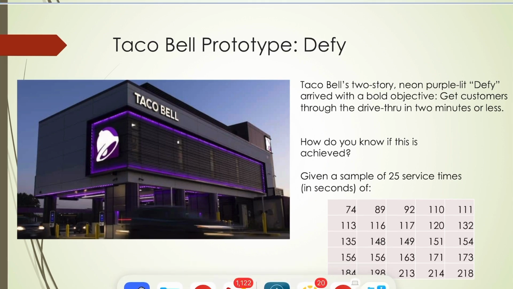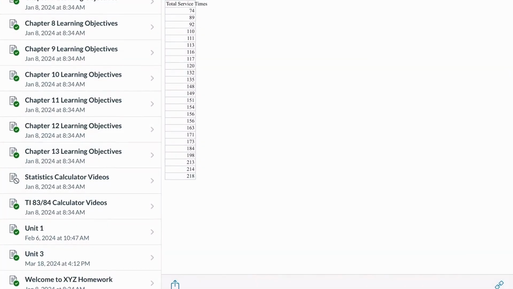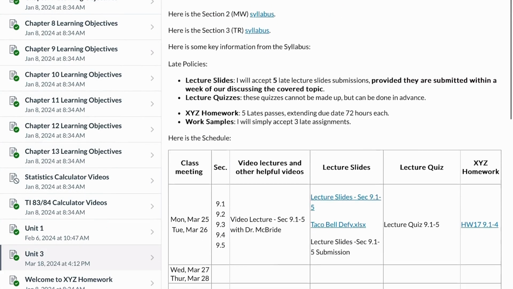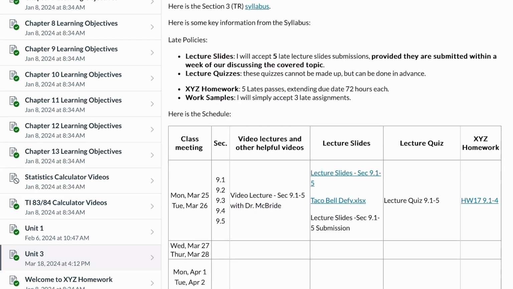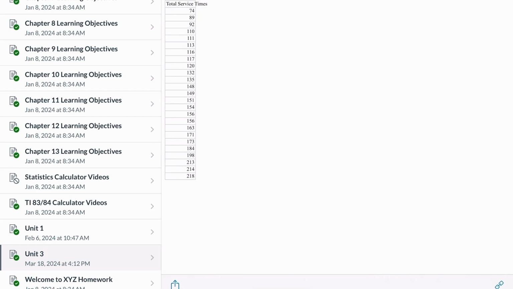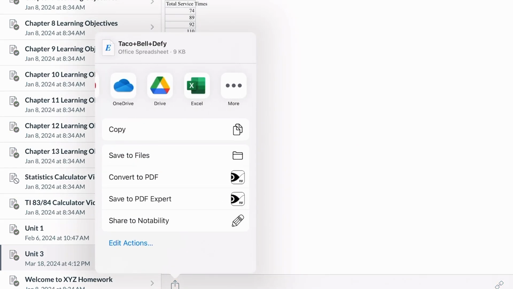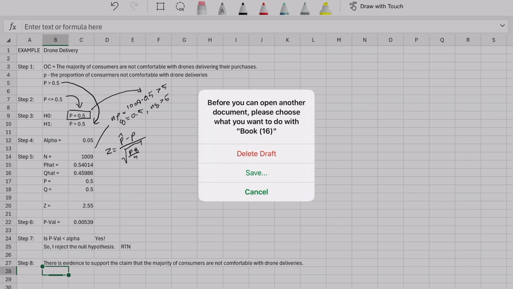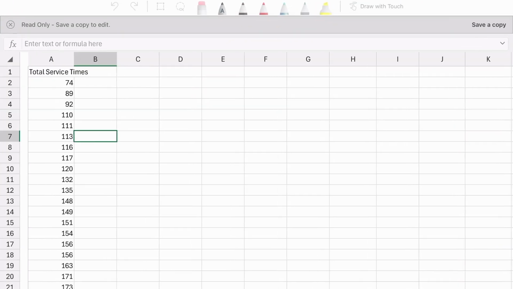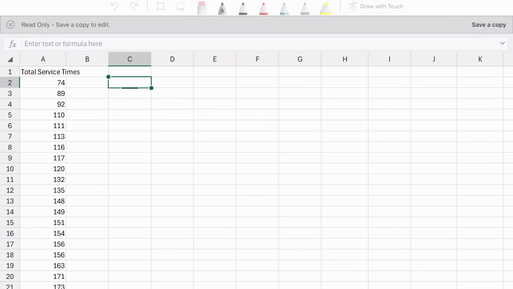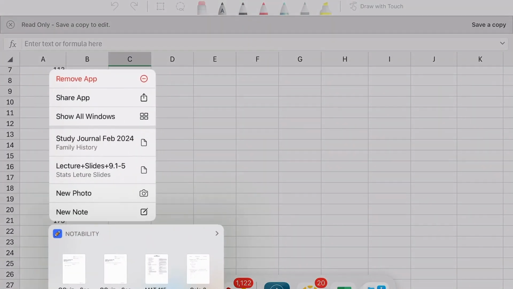All right, I'm going to grab the data. I'm going to go to Notability Canvas, the home page. I see the Taco Bell Defy XL. I'm going to go ahead and click on that. I'm going to share it to Excel. Let's see, do I want to delete this draft? Yeah, delete it. Okay, here's our service times. Great, now I want to go to Notability.